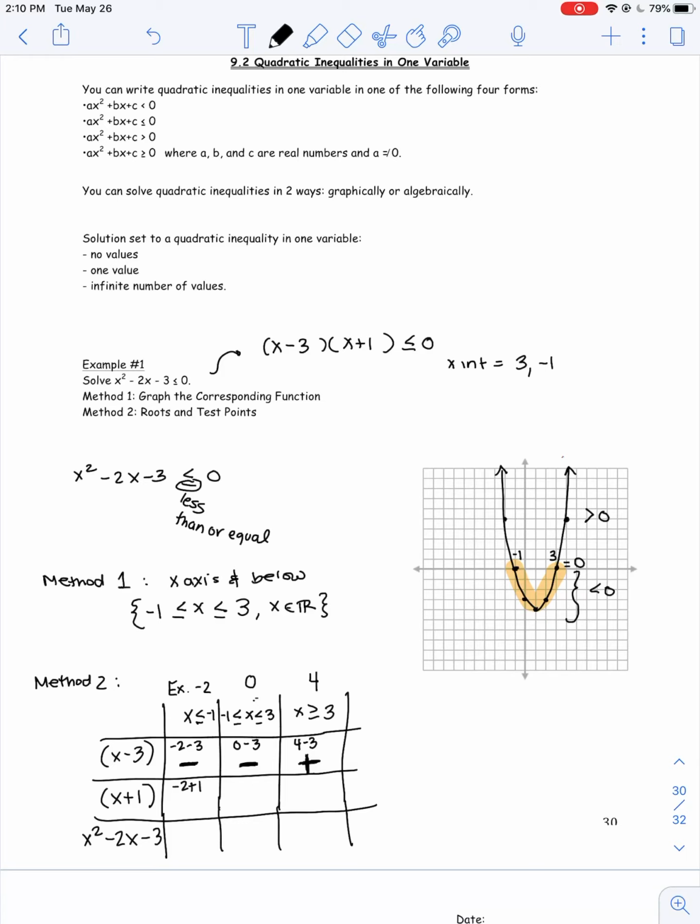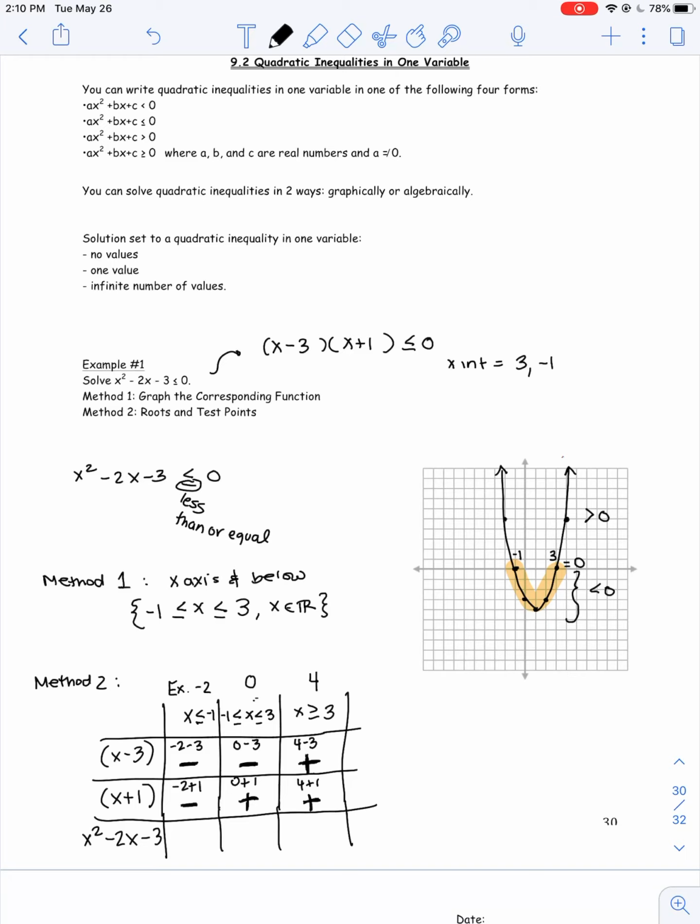And then our next part is, let's plug it into x plus 1. -2 plus 1, we're plugging it into that and we get negative. 0 plus 1 is positive. And 4 plus 1 is a positive value.